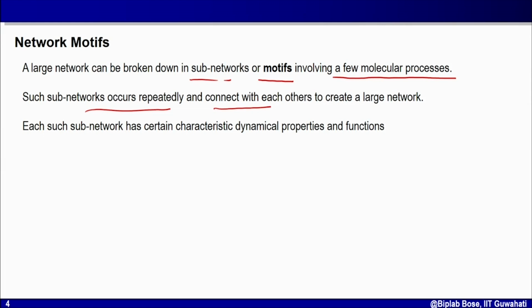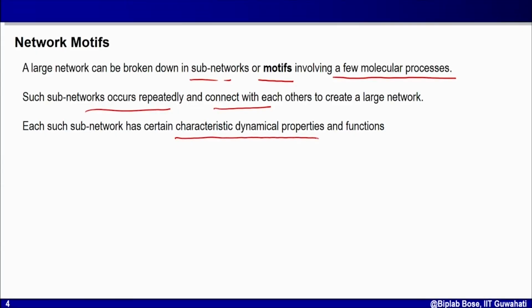So if I can break down a large network into small repeating subunits, then what will I do? I will look into whether these subunits or network motifs have specific characteristic dynamical properties or functions or not. So if I can identify a handful of network motifs which involve a handful of molecules and processes, and if each of them has a particular dynamical characteristic and a particular function, then I am in an advantageous position. Then I can study them separately, model them separately, and then connect them together to create a large model of the large real network.